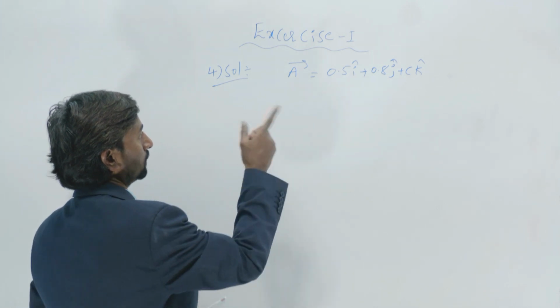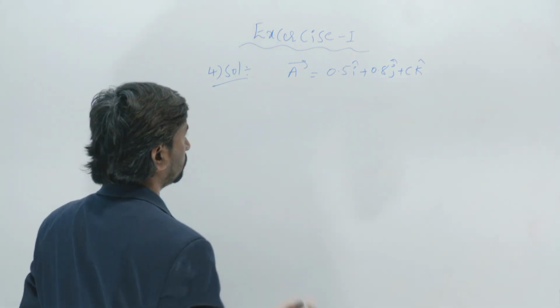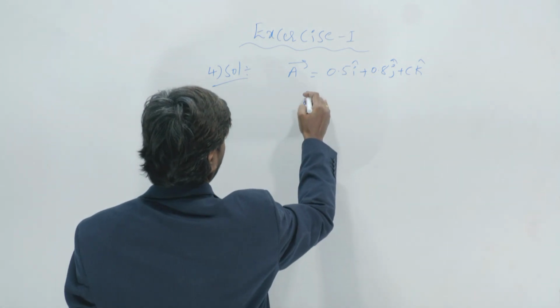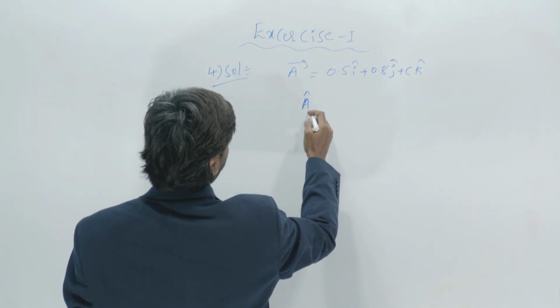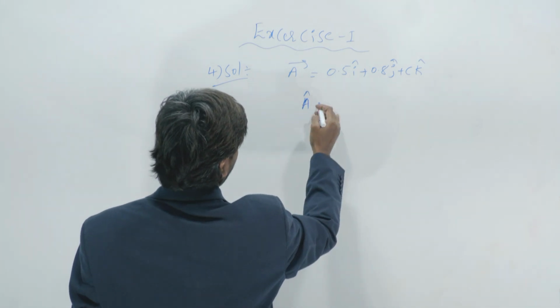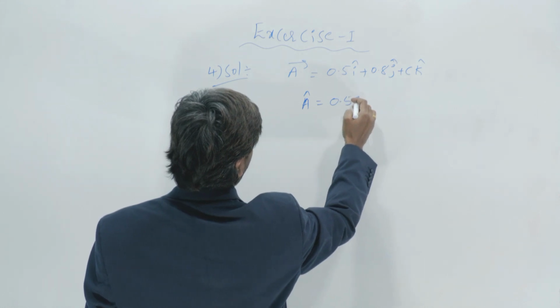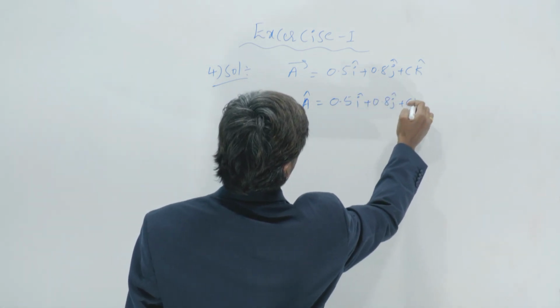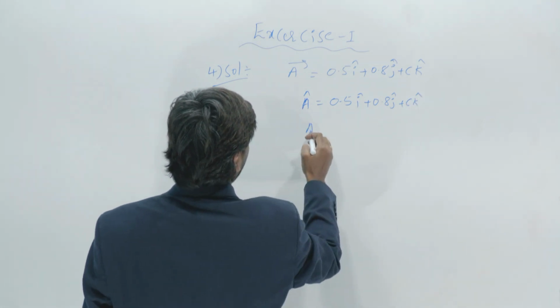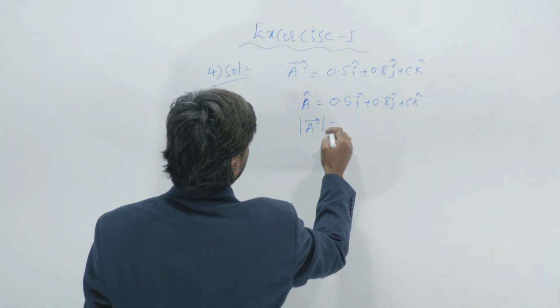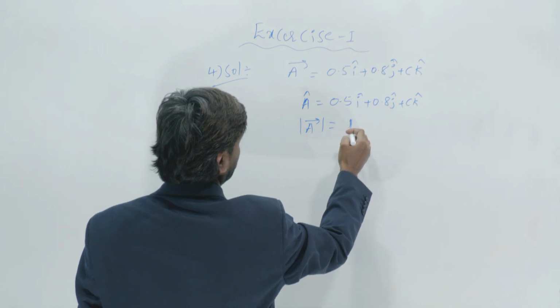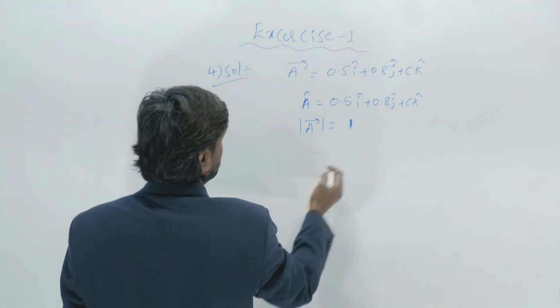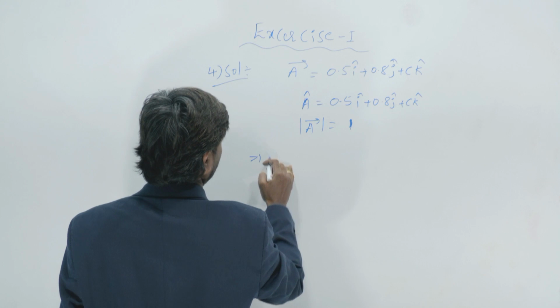If this is a unit vector, then the magnitude of that. So we can write A cap equal to 0.5 i cap plus 0.8 j cap plus c k cap. The magnitude of this is equal to 1. The magnitude of that value will be 1. So how can you write the magnitude of this vector?